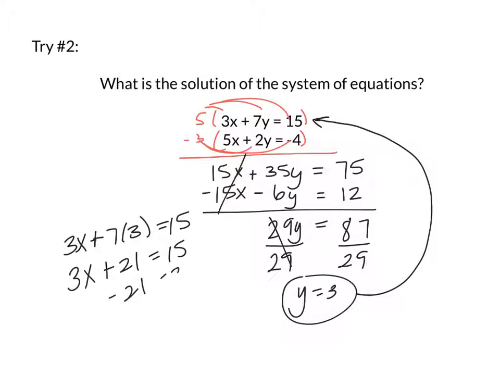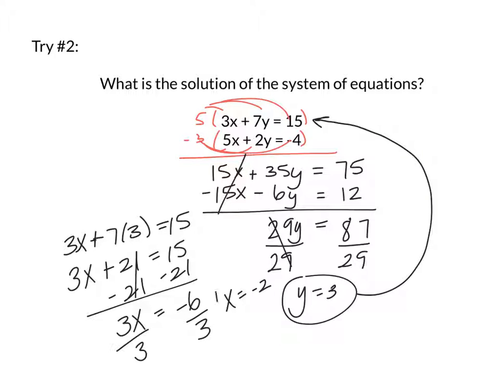Next, we're going to subtract 21. And we have 3x equal to negative 6. Finally, divide by 3. And x will equal negative 2. So our solution for this example, or this try, will be negative 2, 3.